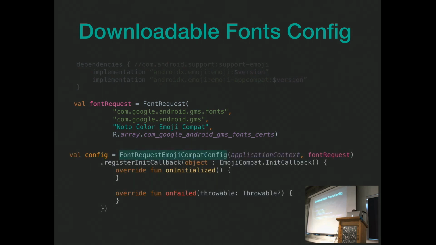And then you can set up a font request Emoji-compat config object with the onInitialize and onFailed callbacks. And then you call Emoji-compat.init with this config object. And you want this to happen as soon as possible in your app's lifecycle, so I put this in the application class, and that's worked pretty well.